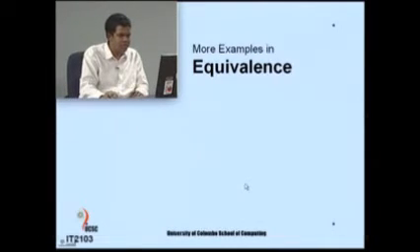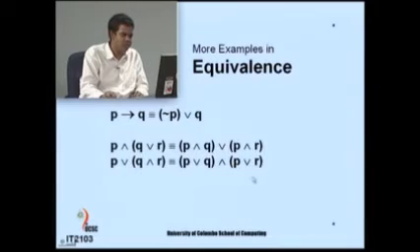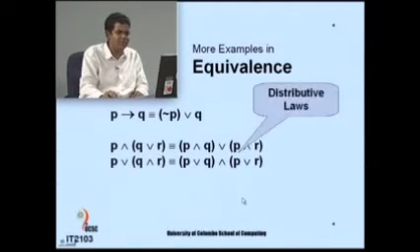Now, here are a couple more examples of equivalence. P implies Q is also equivalent to not P or Q, and here's another interesting equivalence relation. We have P and (Q or R) is equivalent to (P and Q) or (P and R), or we have P or (Q and R), which is equivalent to (P or Q) and (P or R). Now, these relationships are actually known as distributive laws, which we will be considering later.